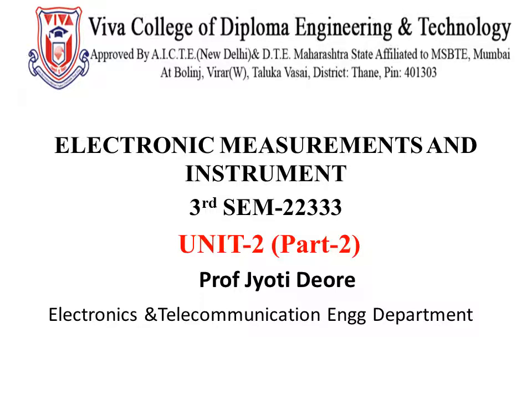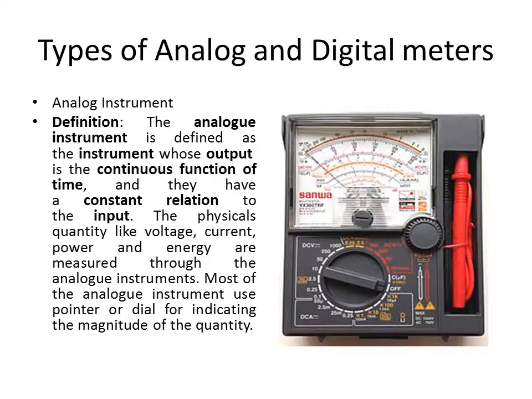Hello everyone. Today we are going to start with Unit 2 Part 2. In Part 2 we are going to study the types of analog and digital meters, DC voltmeter, DC ammeter and its multi-range meters. Types of analog and digital meters.